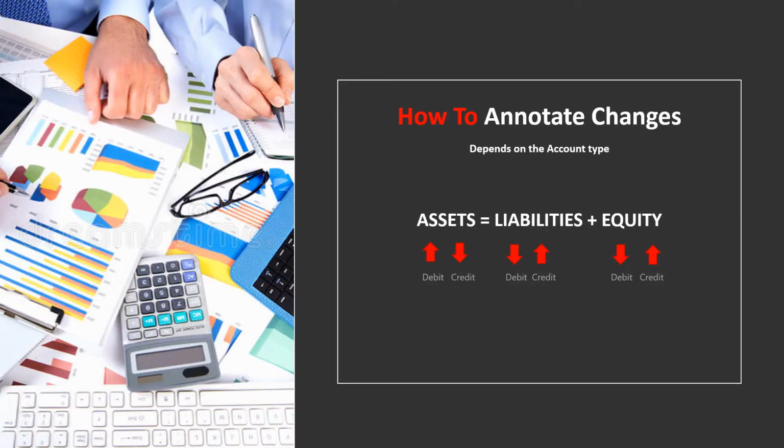So we just said that depending on the type of account is how we annotate whether it's a debit or a credit account. And you can see in this slide how that's so. If it's an asset account, if it's a debit, you increase it, right? It'll be on the left-hand side. And credit goes down. Now, if it's a liability account, debit goes down and credit goes up. And the same follows for equity.